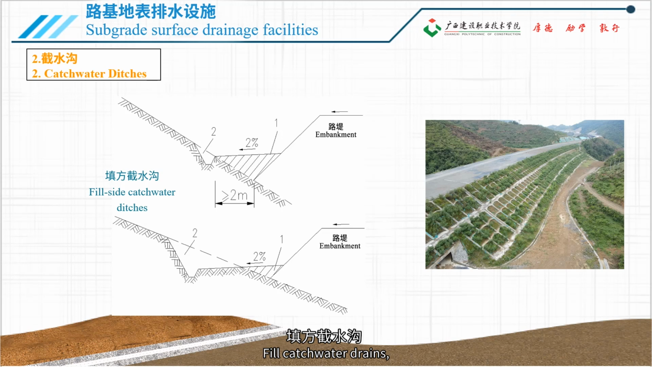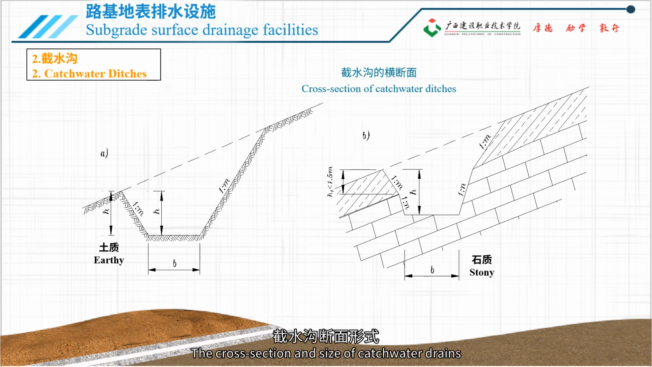Fill catchwater drains, as shown in position 2 of the left diagram. They are used to prevent the embankment's foot from being eroded by water flow. The cross-section and size of catchwater drains should be determined based on the location, drainage volume, and side slope conditions, usually adopting a trapezoidal cross-section as shown in the diagrams.